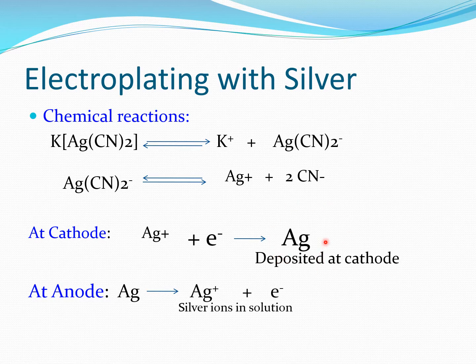A thin film of silver gets deposited on the article to be plated, so the iron spoon gets coated due to the deposition of silver atoms. At the anode, the silver atoms lose electrons and become ions which enter into the solution. So there is a loss of electrons from the silver bar, which acts as anode. It releases silver ions into the solution, and these silver ions move towards the cathode, accept electrons, undergo reduction and get deposited at the cathode.